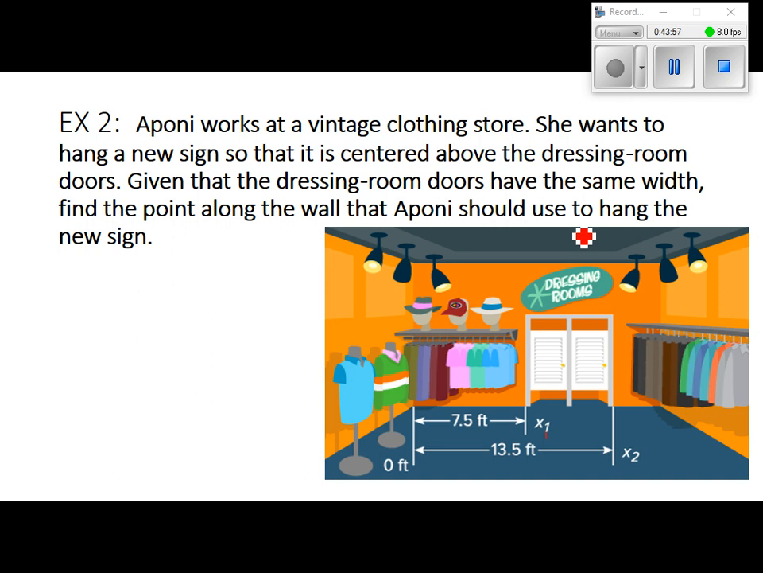Apani works at a vintage clothing store. She wants to hang a new sign so that it is centered above the dressing room.